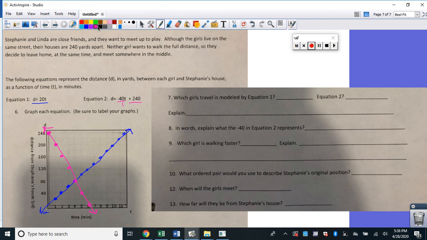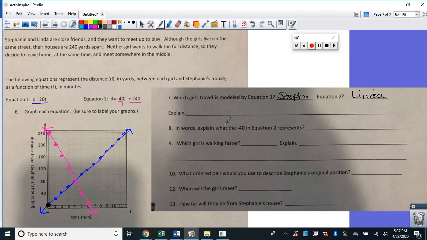So number 7 wants to know which girl's travel is modeled by equation number 1. If we look at equation number 1, that's what I drew in blue. The y-axis is representing the distance from Stephanie's house, and this starts at 0, 0. If the person is 0 yards from Stephanie's house, that would have to be Stephanie. She's 0 yards from her house, so obviously she's starting from home. So equation 1 is going to represent Stephanie, and I'm going to abbreviate that. That means equation 2 would have to represent Linda, because Linda is 240 yards away from Stephanie's house, so she would be starting there. So that would be the explanation there. I'm not actually going to write that out.